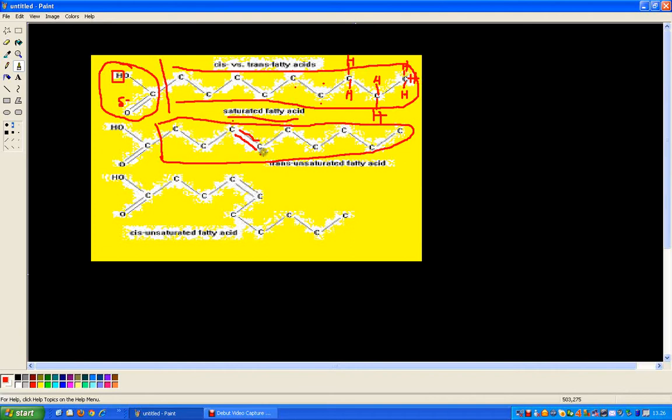Oh, by the way, why did I put them one on the bottom and one on the top? Because this is a trans configuration. If it were a cis configuration, just like this over here, you would have two hydrogens all on the same side. Now this configuration, it's cis and trans.